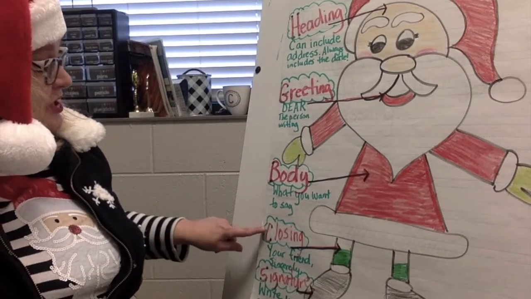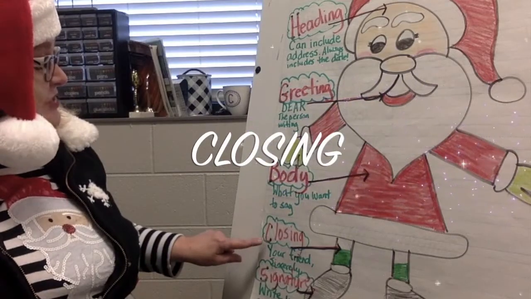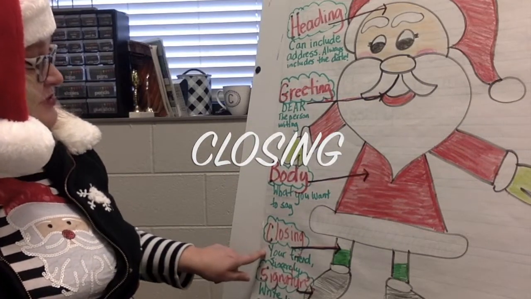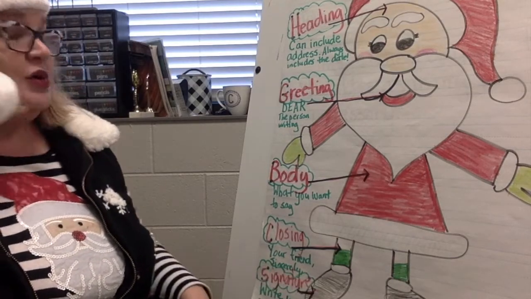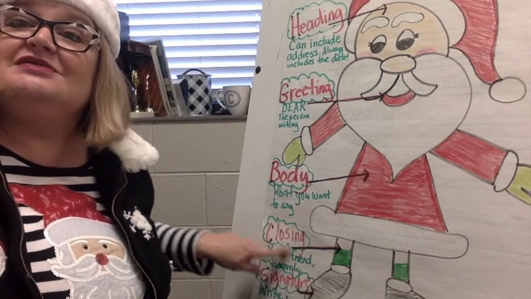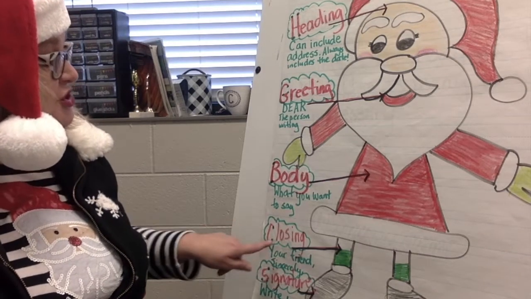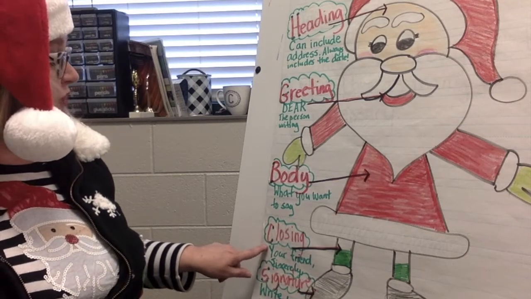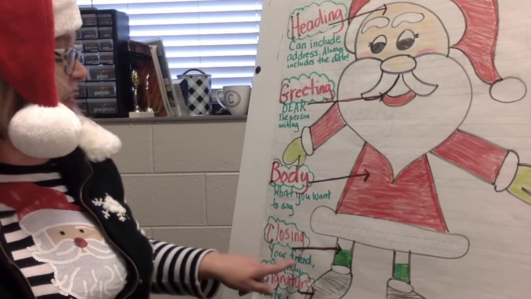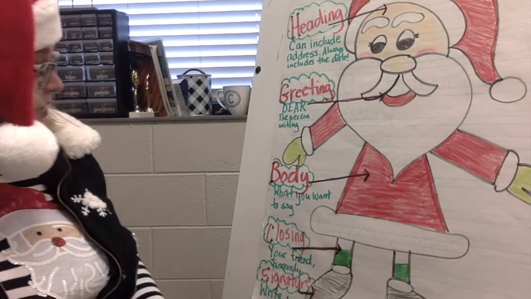After that, you come down and you see Santa Claus. He's got some green socks on right here. And you see the closing, boys and girls. And you could say your friend or sincerely or something like that. That would be the closing, okay? And the first letter of the closing is capitalized. If you've got two words, the second word is not capitalized. So if you have your friend, the Y in your would be capitalized. And then you have friend, it's not capitalized. And then you have a comma, okay?